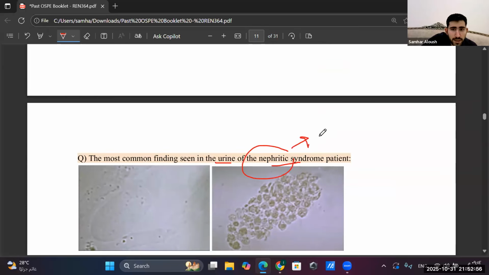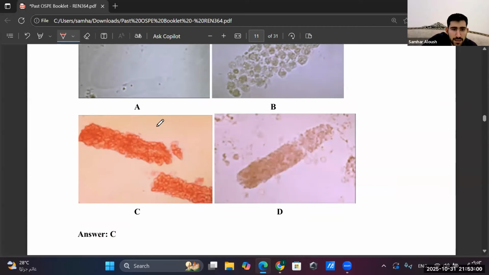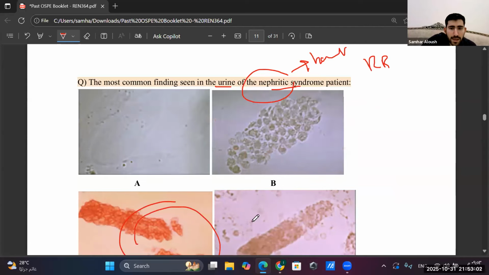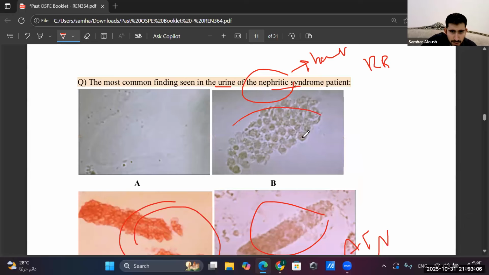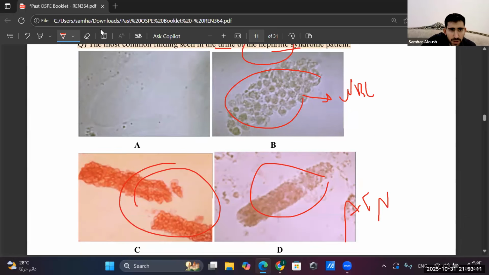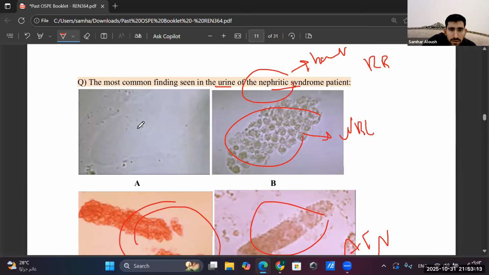The most common finding seen in urine of nephritic syndrome. We said nephritic means hematuria, so they will have RBC casts. What is an RBC cast? This one, the red one. High granular. So this is ATN, tubular necrosis. This one is white blood cells. This one, God knows. There is nothing here.